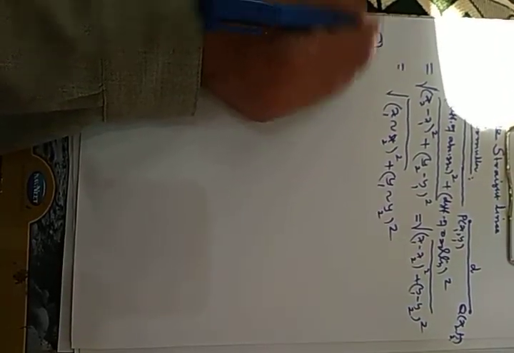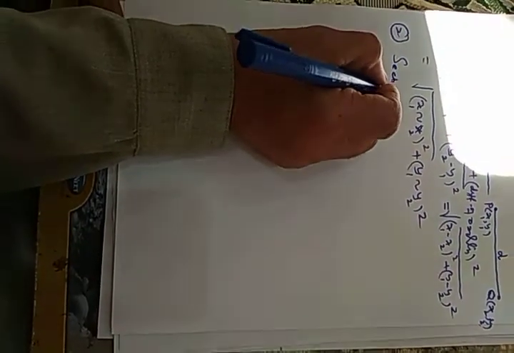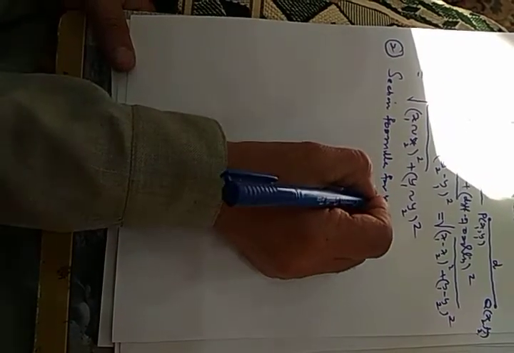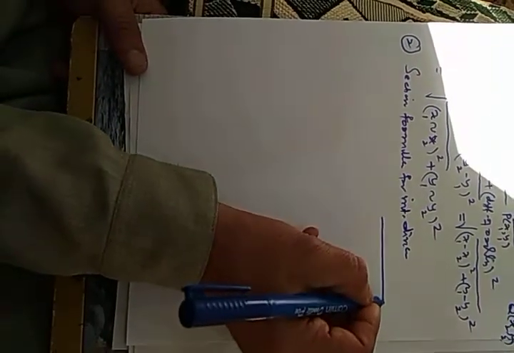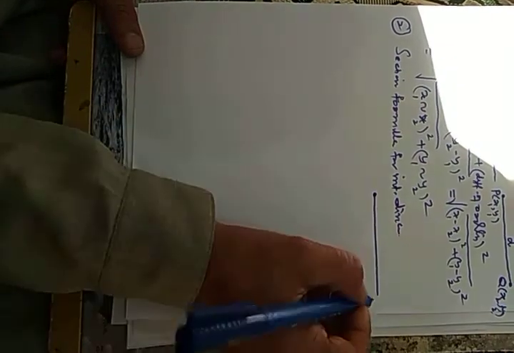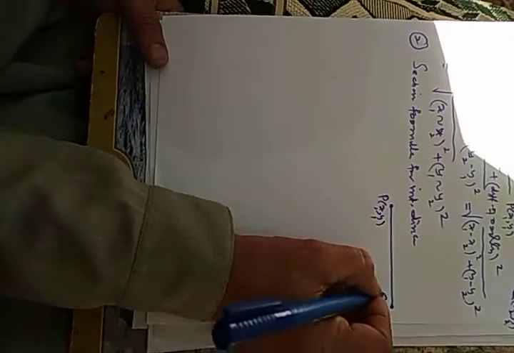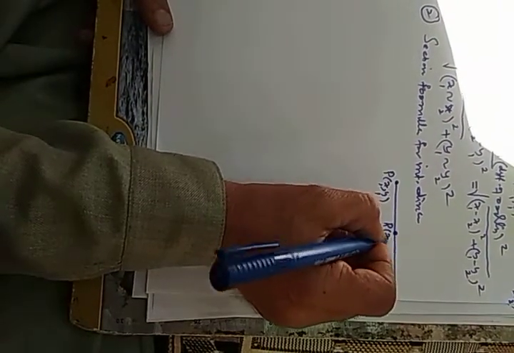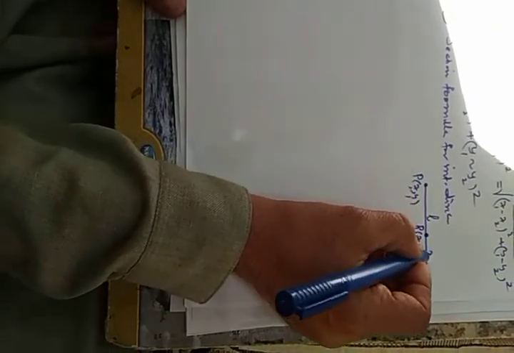Then in 10th class we had done the section formula for internal division. That means if we have a line segment with the coordinates of its extremities as P (x1, y1) and Q (x2, y2), and let us suppose there is a point R with coordinates (x, y) which divides the line segment PQ in the ratio L is to M internally.